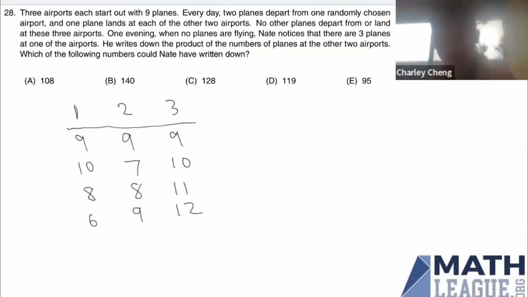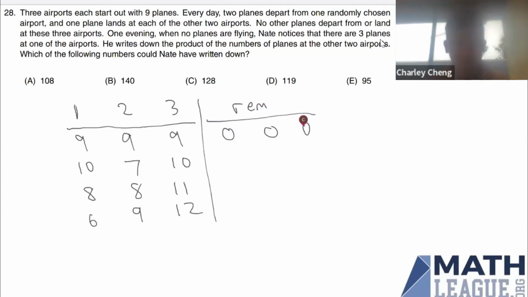So let me just introduce what the invariant is. It's very hard to see initially. So we're going to actually divide the number of planes by 3 and look at the remainder. So for the first day, 9 divided by 3 is 3 with a remainder of 0. Let's just go remainders here. So we have 0, 0, and 0 as our remainders.